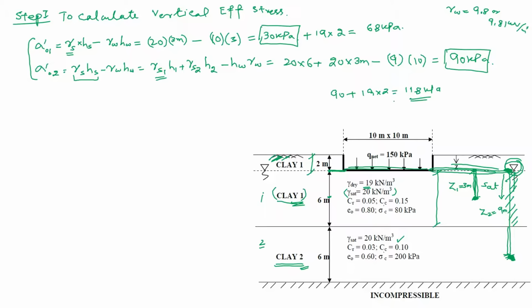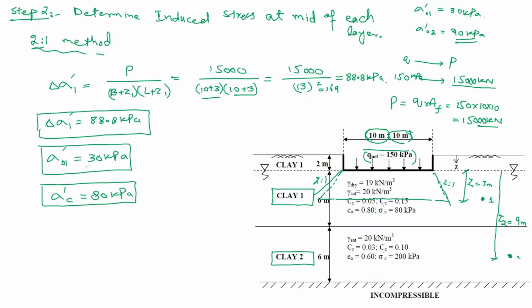Sorry for this, you need correction. So we will have sigma dash naught 1 equal to 68 kPa, and we will have sigma dash naught 2 equal to 118 kPa. We'll forget these 90 and 30. So this will be 68 kPa.